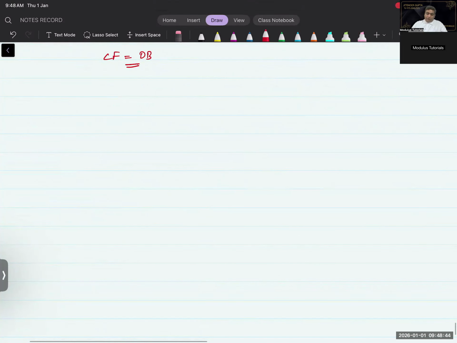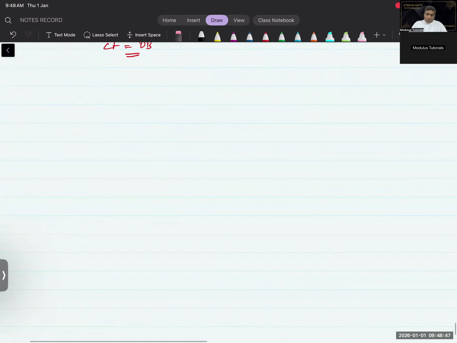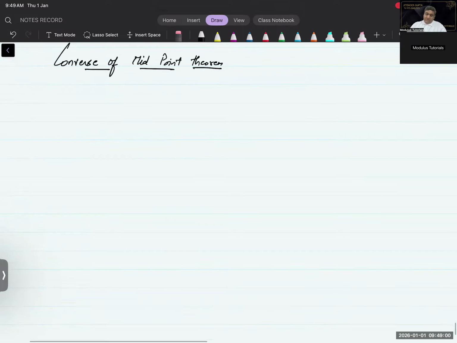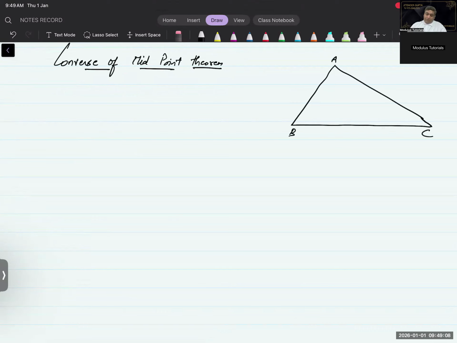So guys, let's see the converse of the midpoint theorem now. We have the converse of the midpoint theorem as well. In this, you will be given a triangle. From the midpoint of a side, I'm drawing a line which is parallel to BC. You have to prove that this will also be the midpoint.